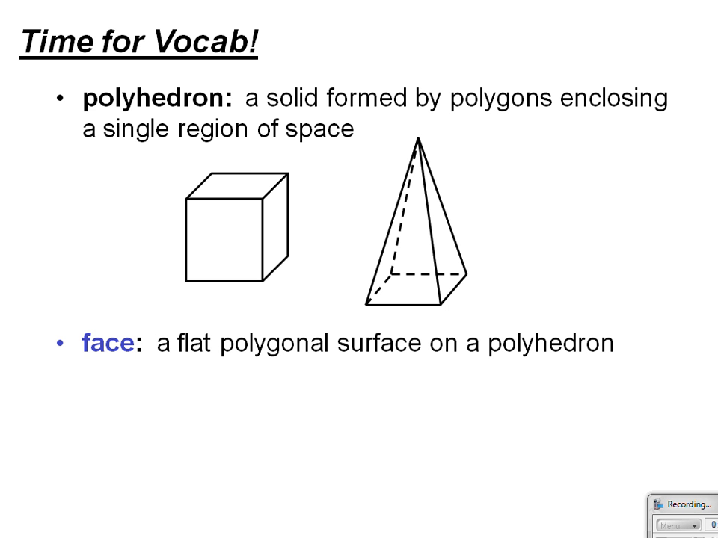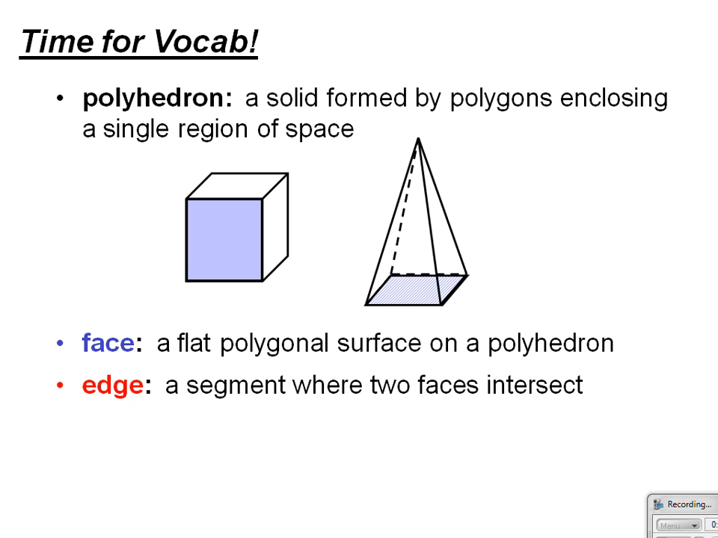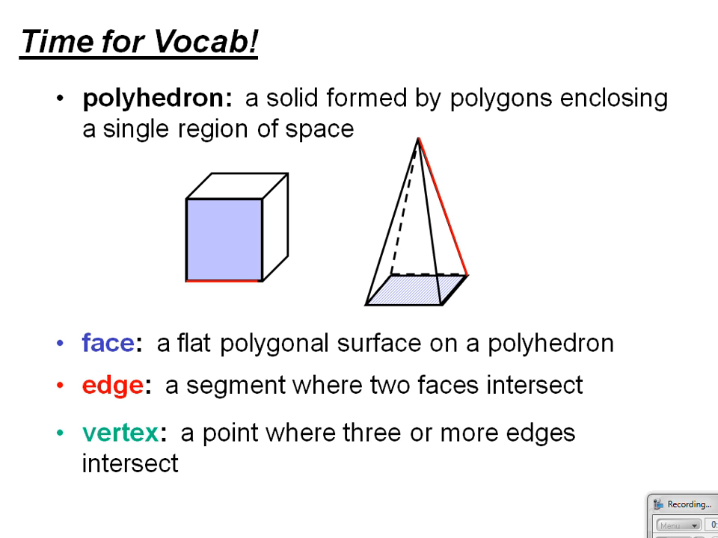In polyhedra, that's plural of polyhedron, we have different objects involved. The first object are faces. Faces are flat polygonal surfaces on any polyhedron. There's also edges. Edges are any segment where two faces intersect. Like, for example, either of these red highlighted edges here in these figures are indeed edges. And then there's also vertices, plural of vertex. And a vertex is any point where three or more edges intersect in a polyhedron.